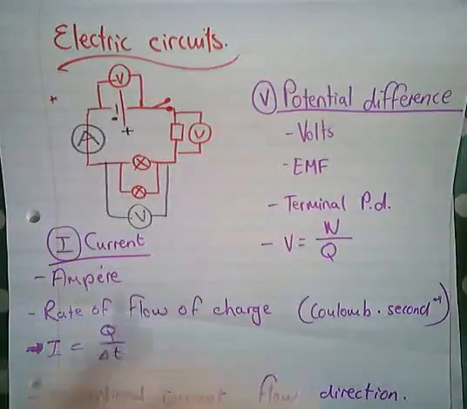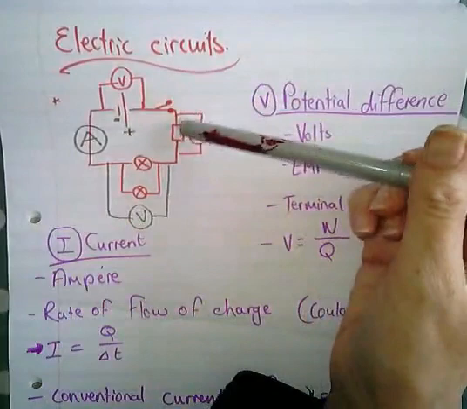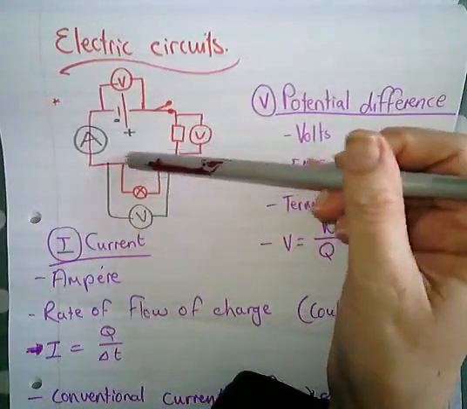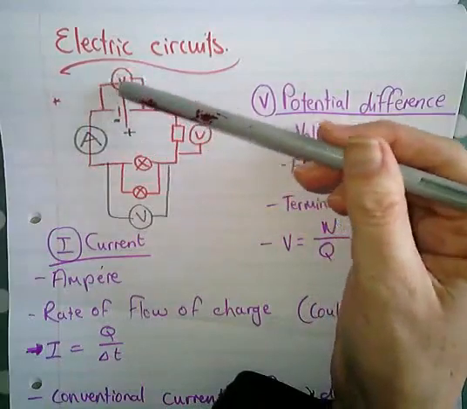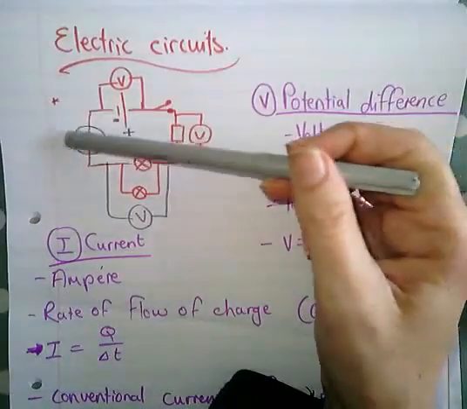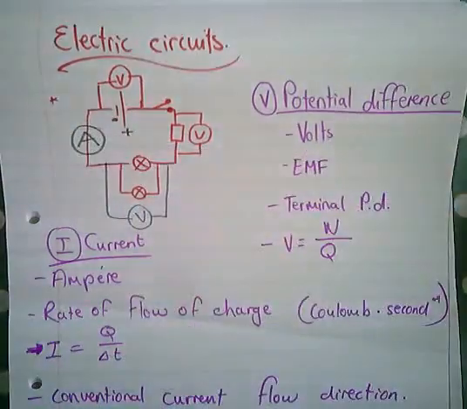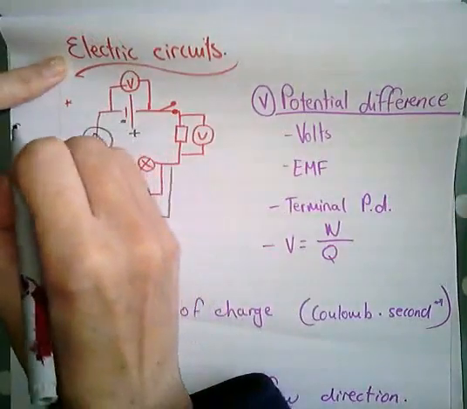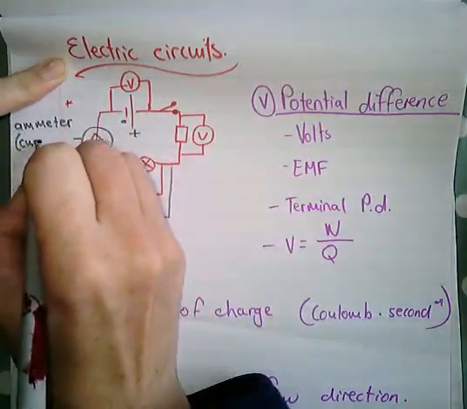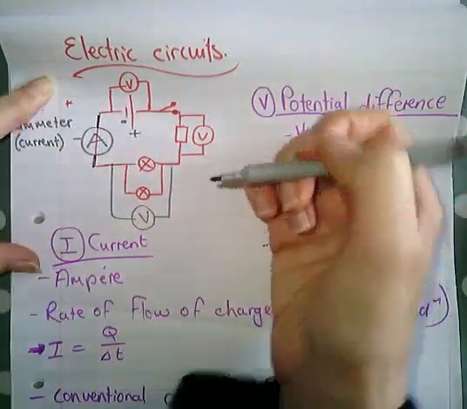Okay, then a switch can be open or closed. Then a resistor, a light bulb, and then a voltmeter, which measures potential difference, and an ammeter, which measures current. Okay, so an ammeter measures current flow, and we always connect an ammeter in series.